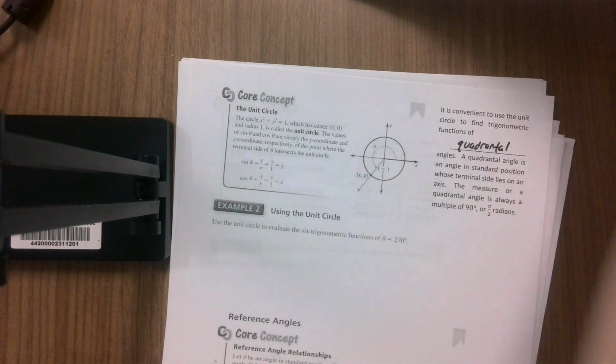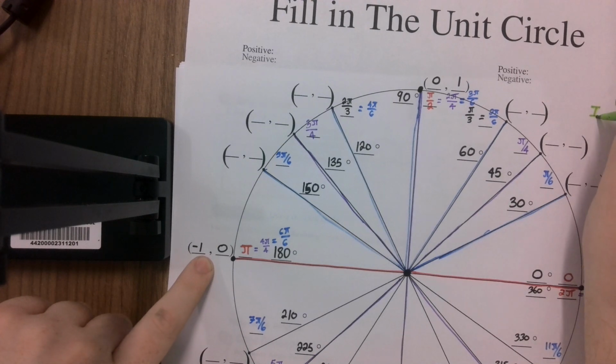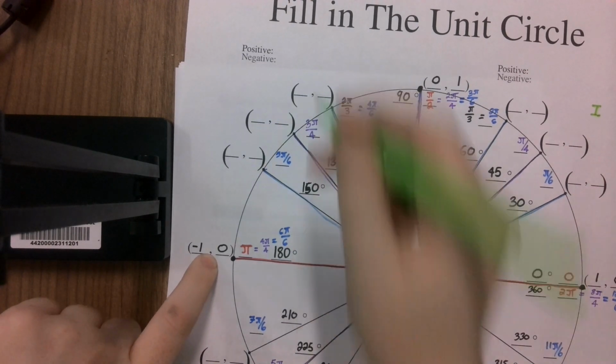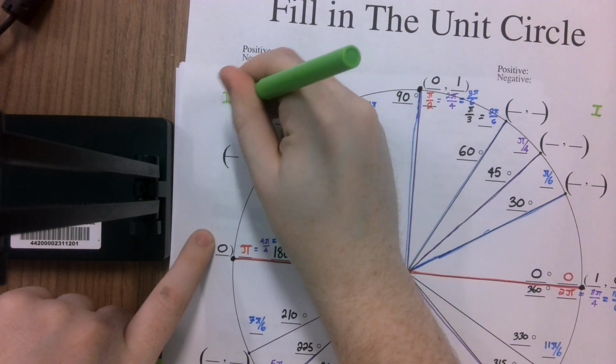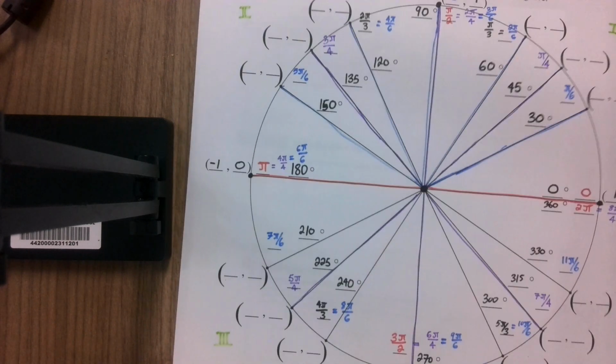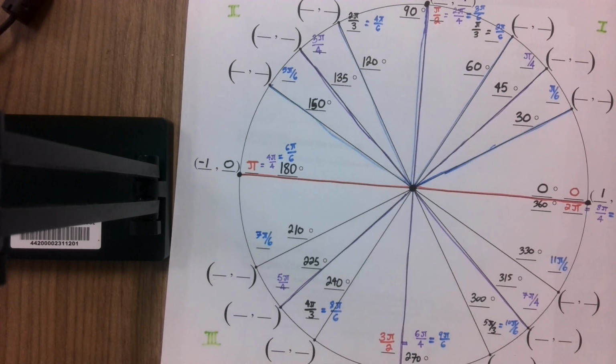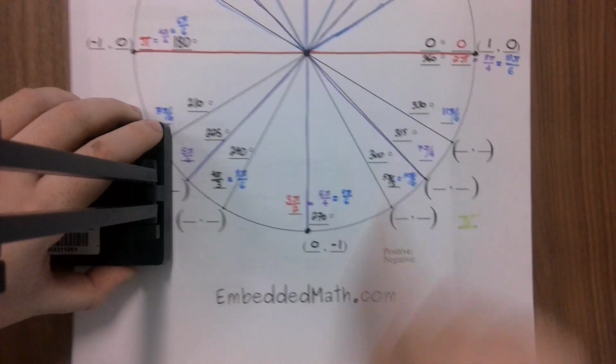If you remember your quadrants from middle school, you'll recall that quadrant 1 is where your x and y are positive. Quadrant 2 is where your x is negative but your y is positive. Quadrant 3 is where both your x and y are negative. And quadrant 4, this last one over here, is where you have a positive x value but a negative y value. 1, 2, 3, 4 quadrants.